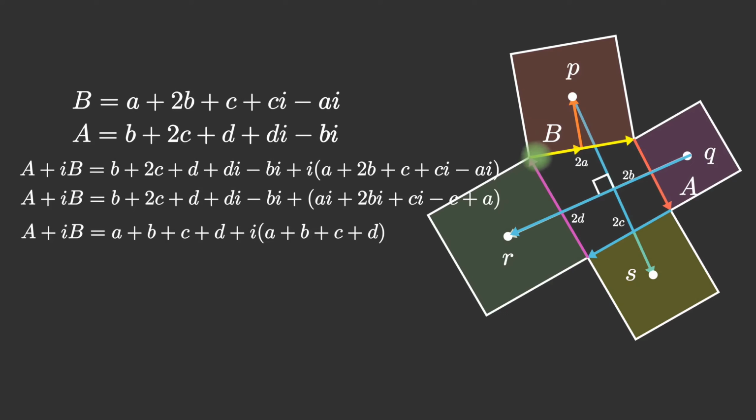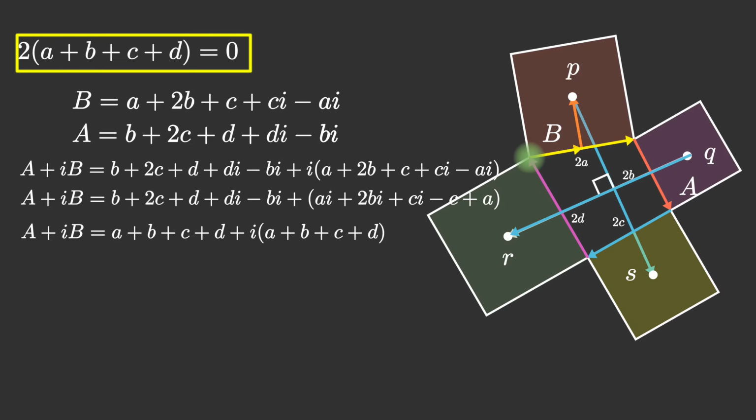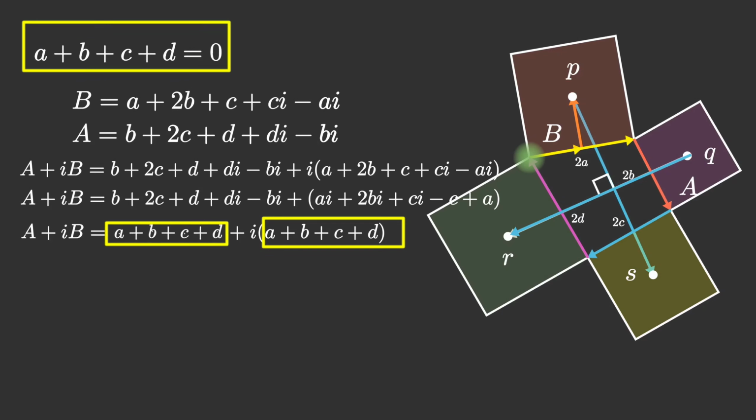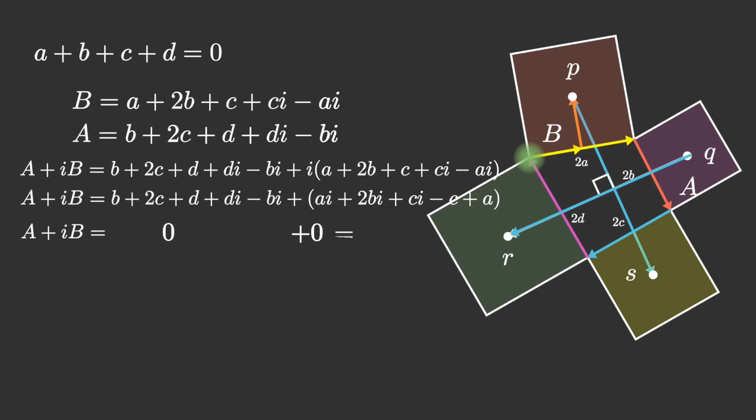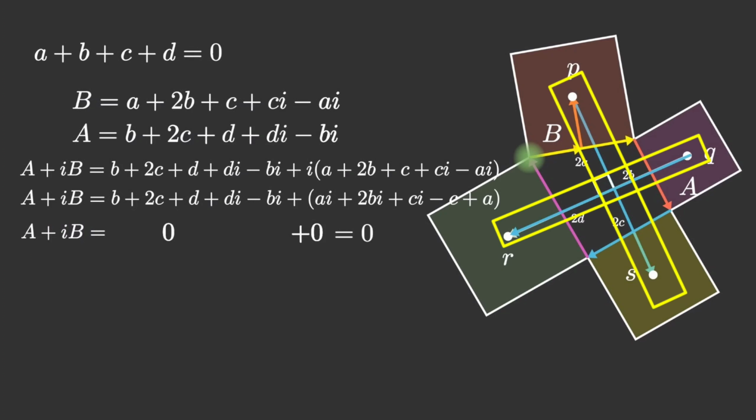Now we try to remember vector addition. When we add vectors, we draw the resultant vector from the starting vector's tail to the final vector's tip. But in our case, when we add the vectors, our starting and end points are the same, so the resultant vector would be 0. So by simplification, we find that the sum of A, B, C and D is 0. So we have proved that A plus iB is equal to 0, so the lines or vectors are perpendicular.